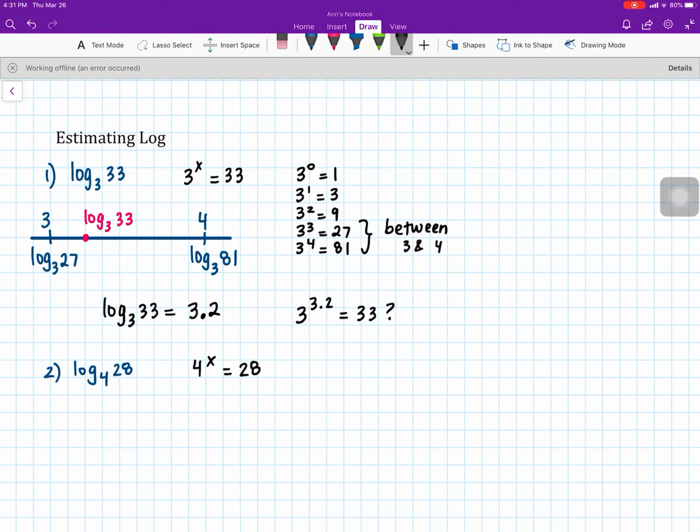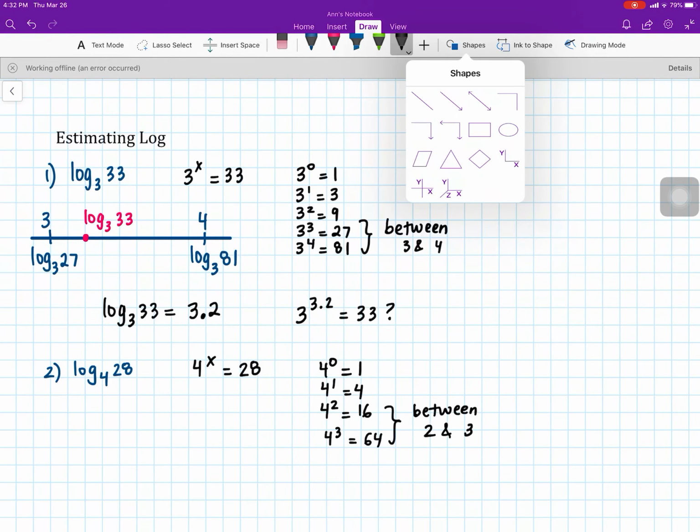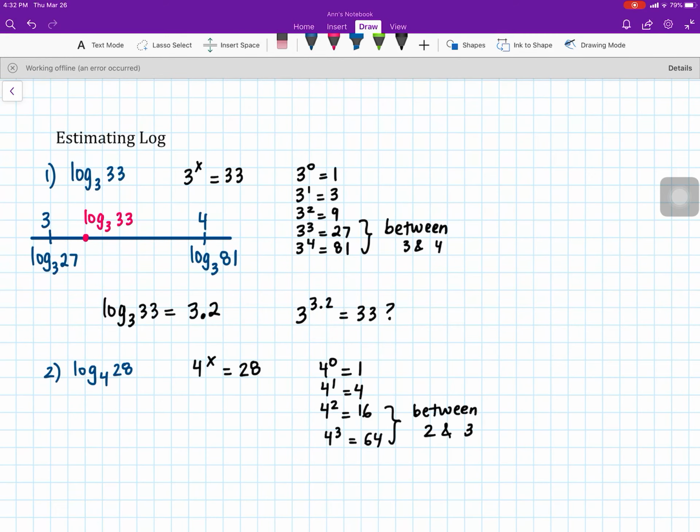Now let's list out the powers. We know that 4 to the 0 is 1. 4 to the 1 is 4. 4 squared is 16. And then 4 cubed is 64. So where does 28 belong? It's somewhere between 2 and 3. So let's write out a number line.